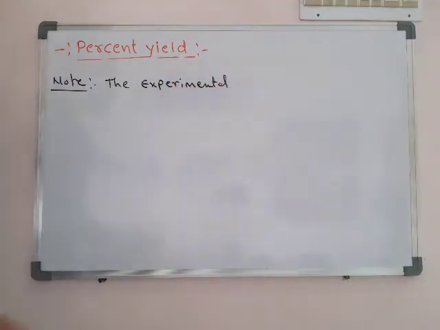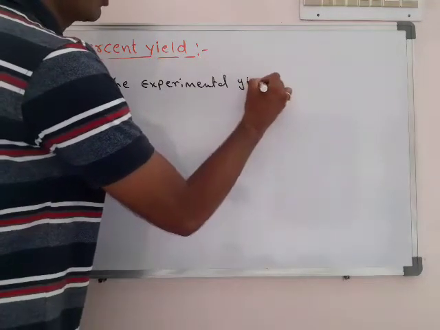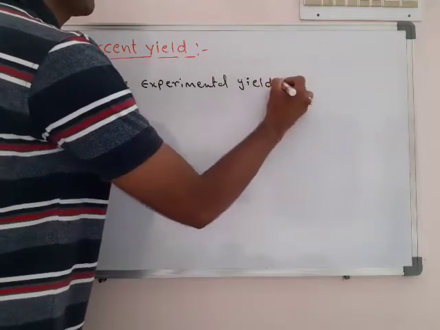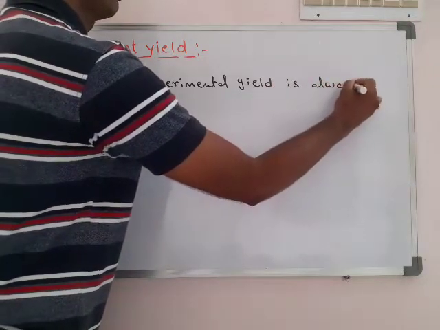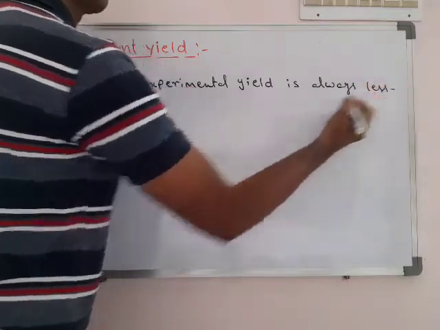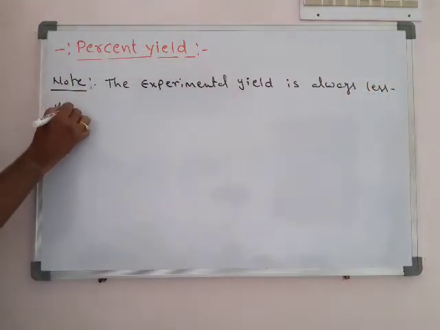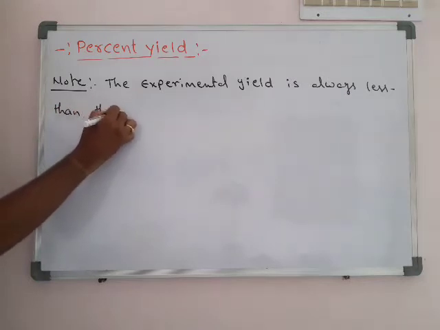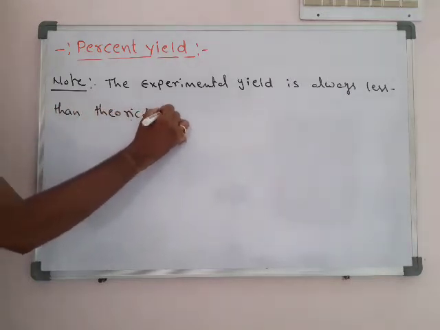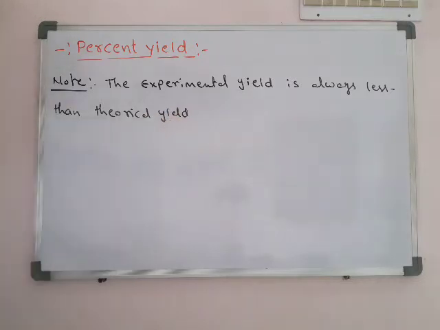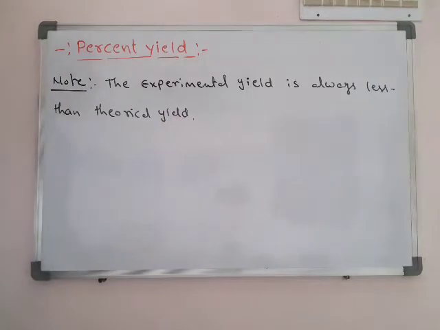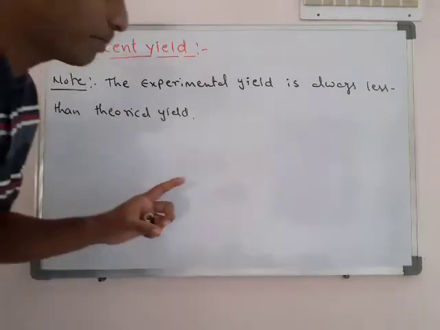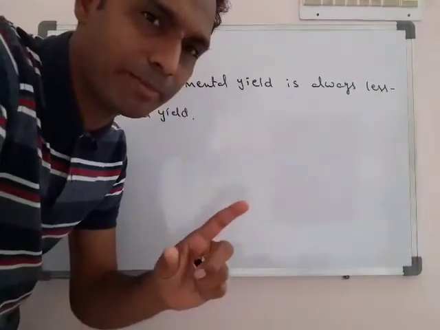The experimental yield means the formed amount. The experimental yield is always less than theoretical. Theoretical means the calculated theoretical yield. Due to this reason, we have to take the percent yield. This is the purpose.